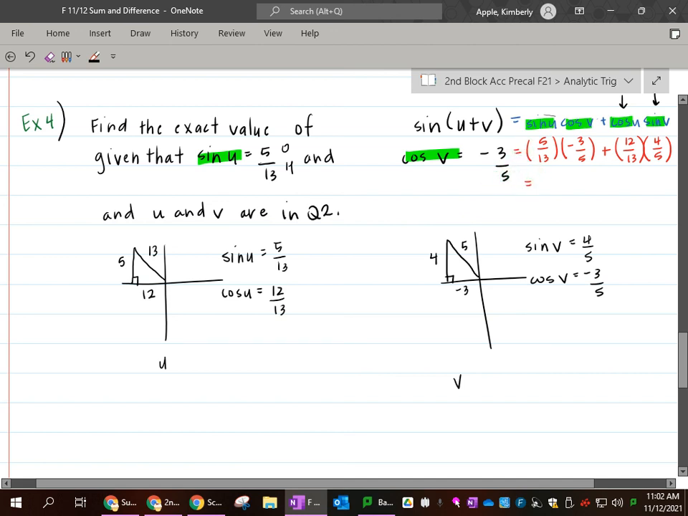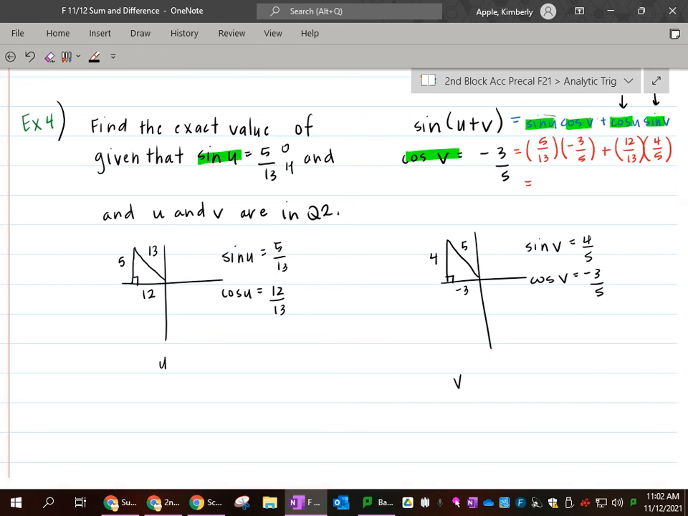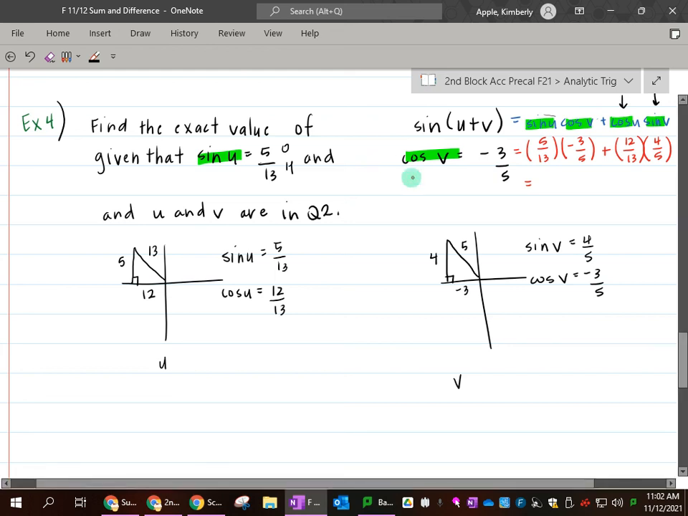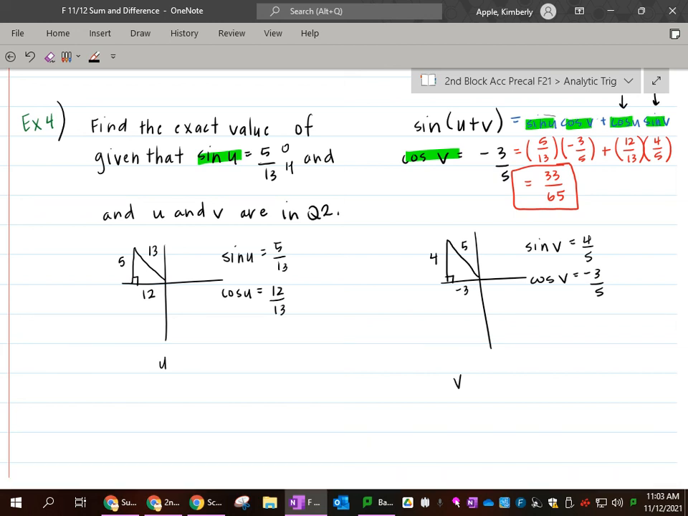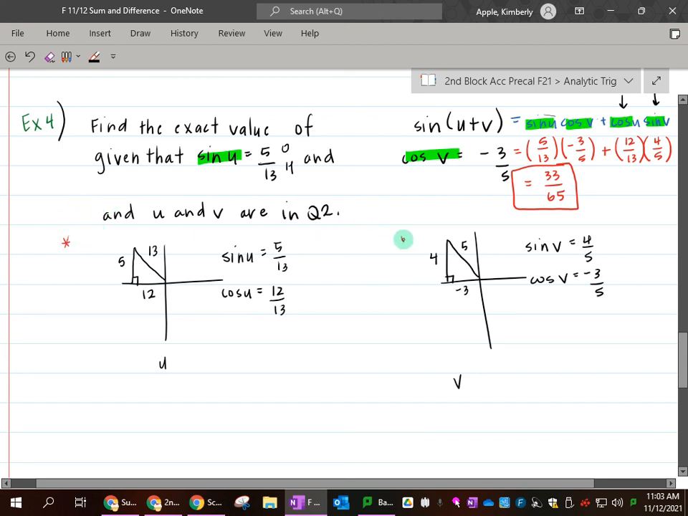This will be 5 over 13 times -3 over 5. You really need to pay attention to the signs of the functions here because it'll really tear up your answer if you don't. I got 33 over 65. Perfect. And that's your answer. So really you're going back and grabbing this old skill from 2 units ago and using it to apply this formula.